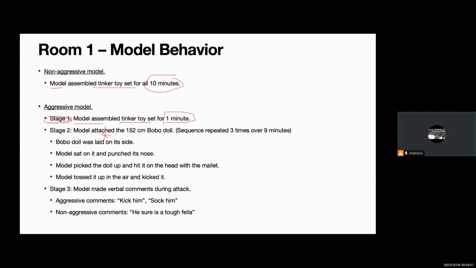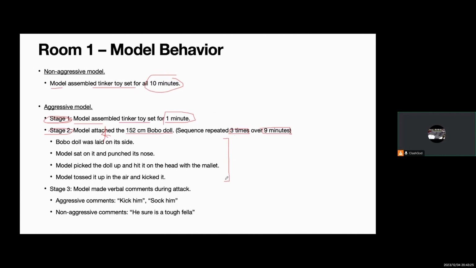In the second stage, the model attacked the 152 cm bubble doll. And how did they attack it? They followed a 4-step procedure that was repeated 3 times over 9 minutes, so each time is about 3 minutes. And you'll realize that 9 plus 1 is 10, which is the entirety of room 1's time. So this sequence of attacks is repeated 3 times.